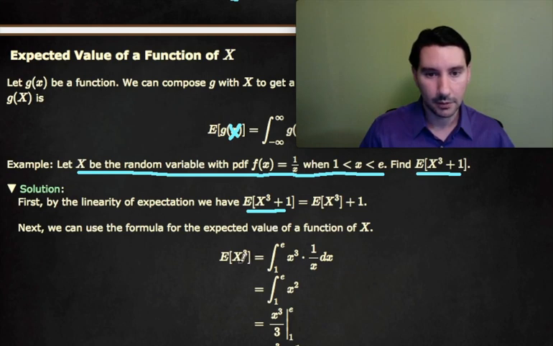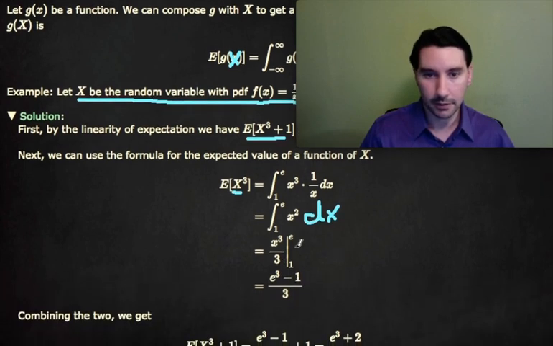Now using the formula for expected value, we have an x cubed in here, so we're going to use that g of x is x cubed times the PDF, and the PDF in this case is 1 over x from 1 to e. So that's how we get the 1 over x, that's little f of x, and then it's only going from 1 to e, it's 0 everywhere else. So this is x squared, oops, excuse my silly mistake here, x squared dx. And then by the power rule, this is x cubed over 3 evaluated from 1 to e, or e cubed minus 1 over 3.